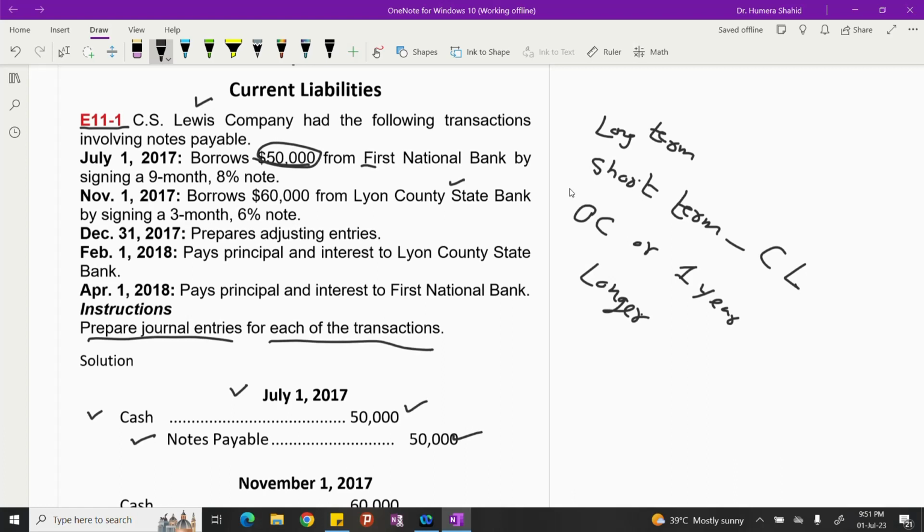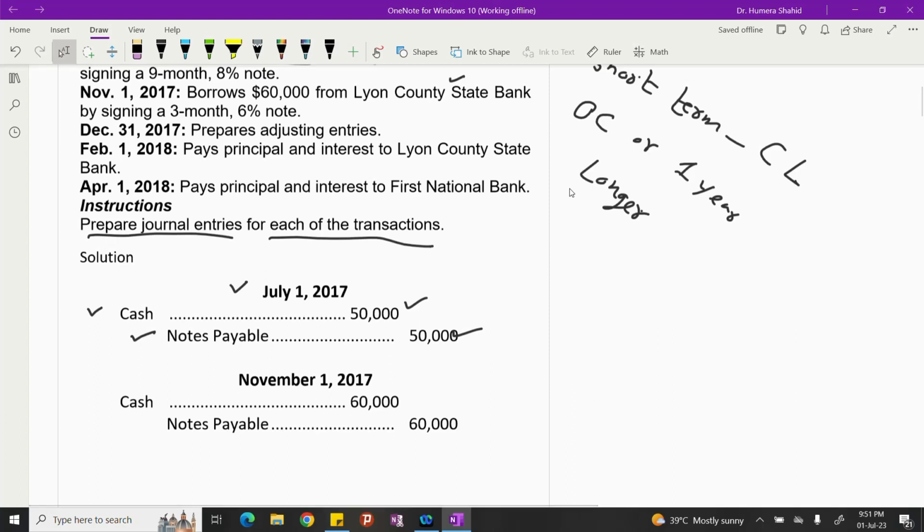Okay. Moving on towards the second, November 1st, 2017, what happened? They borrowed again $60,000 from Leon County State Bank. So let's do this. November 1st, 2017, they again get cash 60,000 and notes payable 60,000 gets credit.